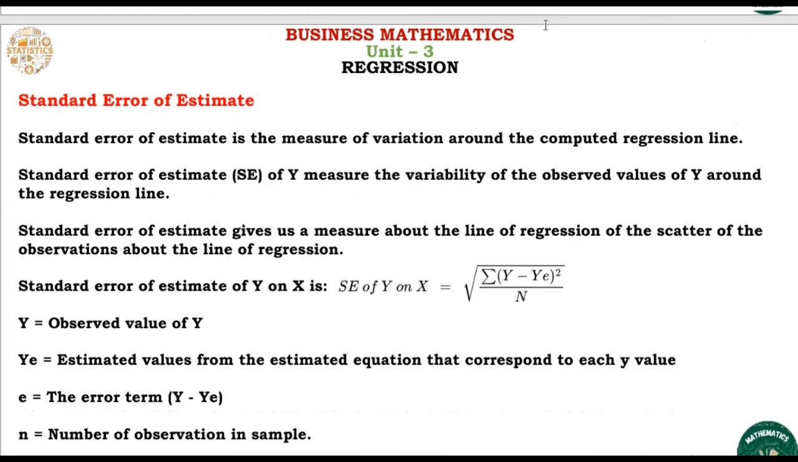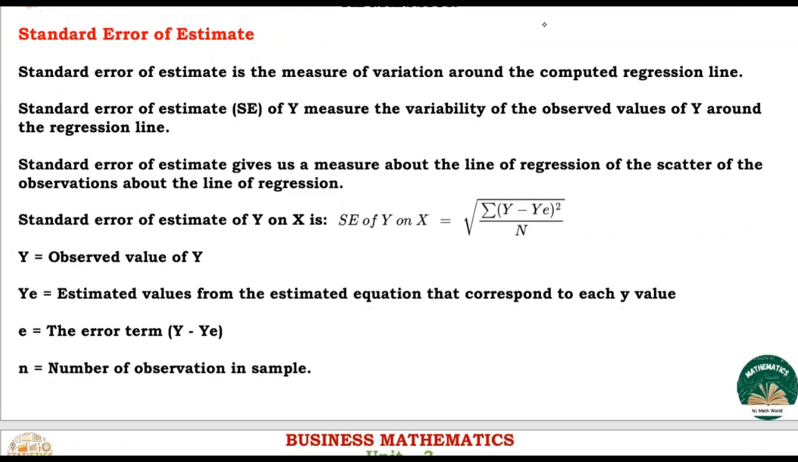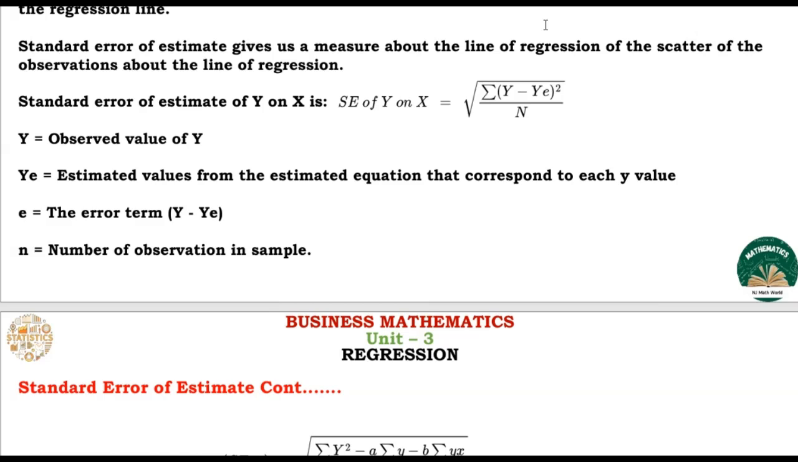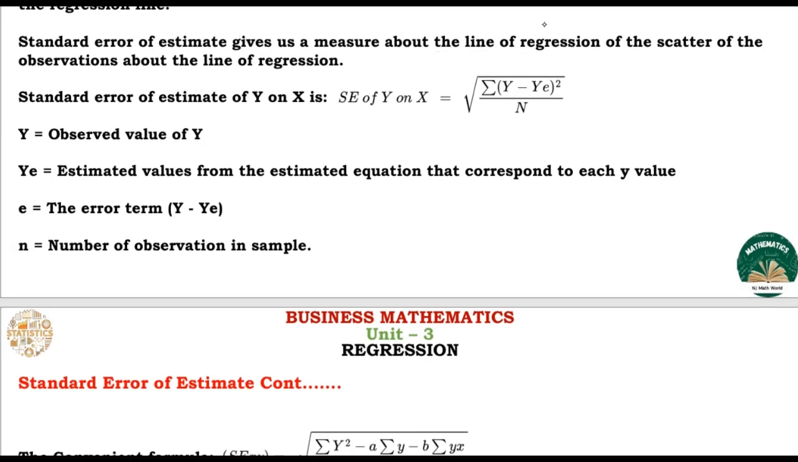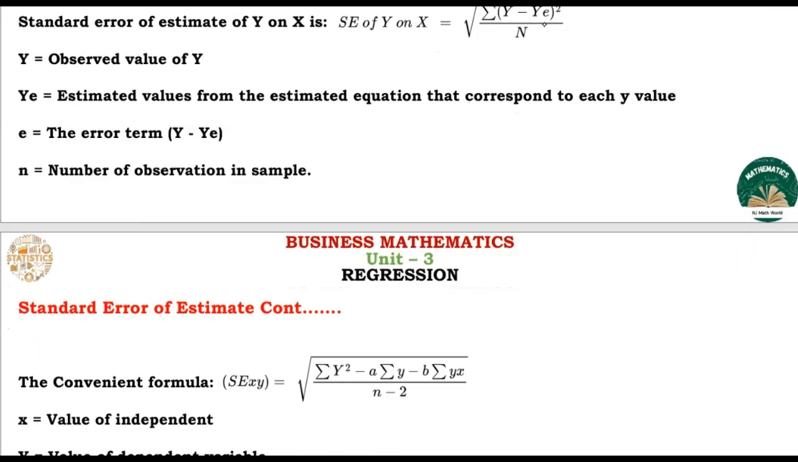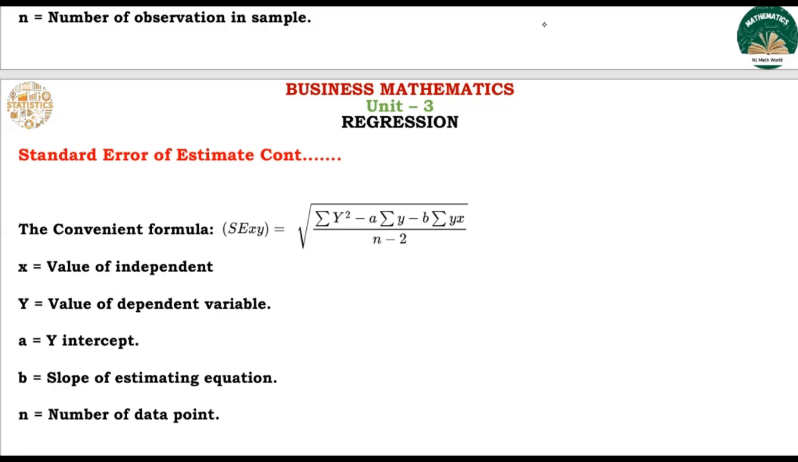And the standard error of estimation is given by the formula. Standard error of estimation is a measure of variation around the computed regression line, and it is given as Sxy equals root of summation (y minus ye) whole square divided by n, where ye is the estimated value from the estimated equation that corresponds to each y value, e is the error, and n is the number of observations in the sample.